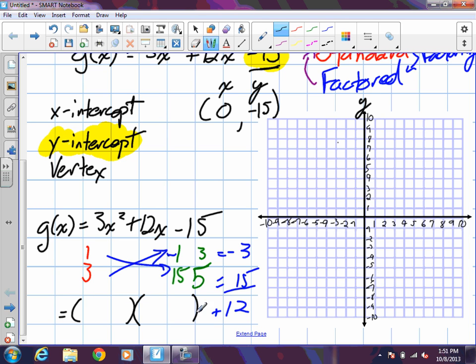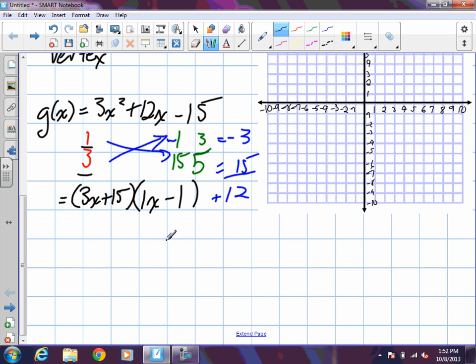So when I go to put this in factored form, I have a 3x and a 1x. And the 3x was multiplied by negative 1, so they go in opposite brackets. And the 1 was times 15, so they go in opposite brackets. So this is my factored form right now.